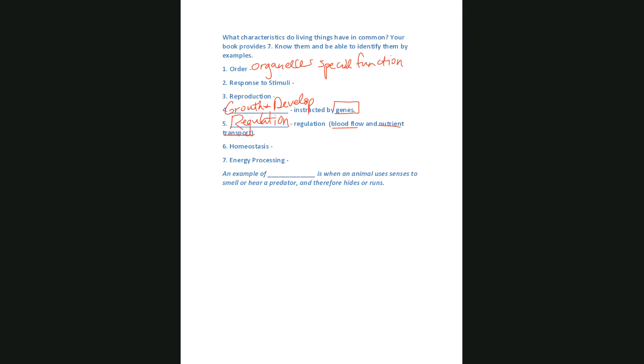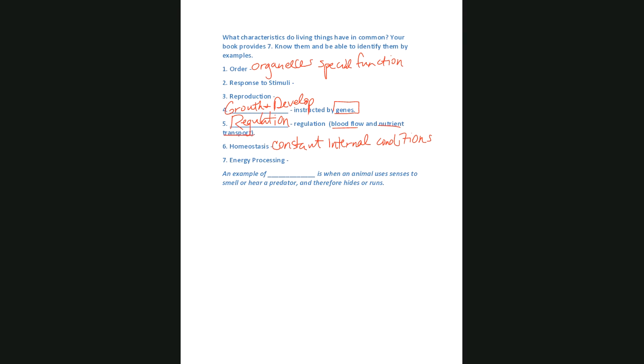Homeostasis is very related to regulation. So if you think of, you want this sort of constant internal condition, right? You don't want a huge fluctuation. So body temperature would be an example. You want your body temperature to stay in a certain range. Your blood pH stays in a certain range.